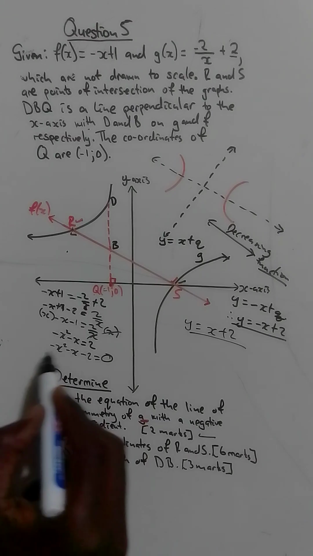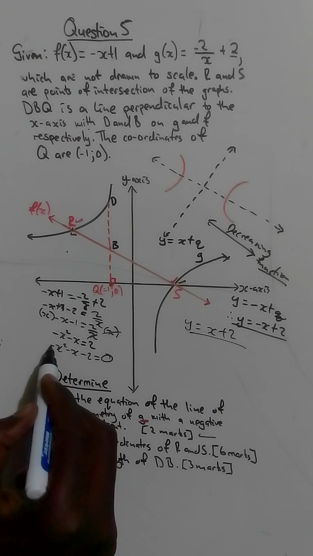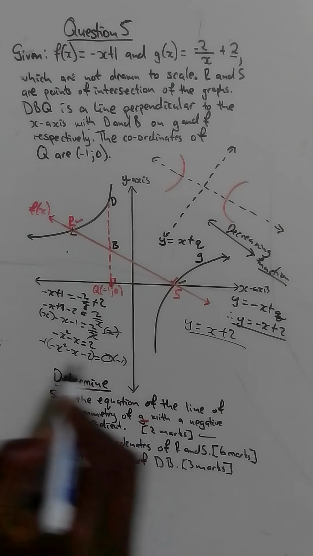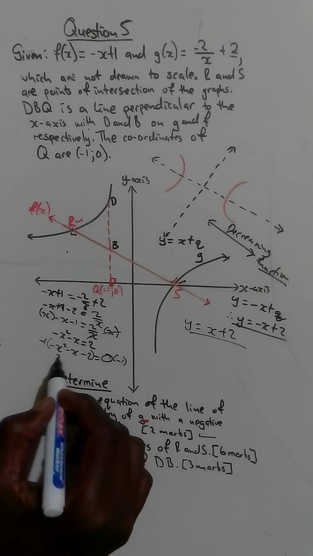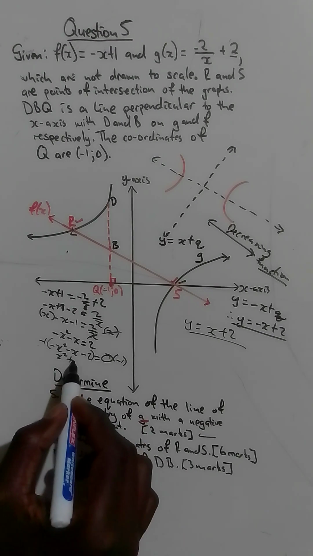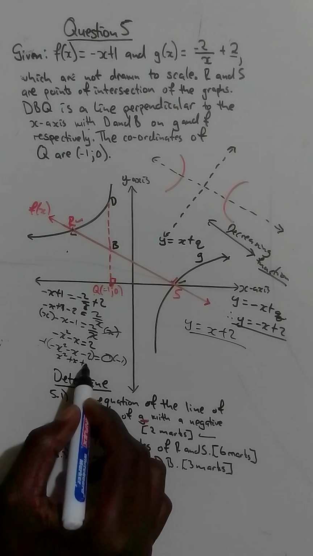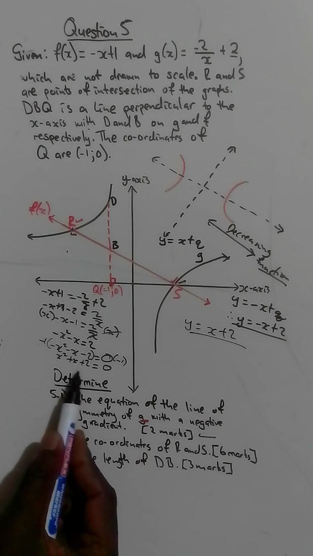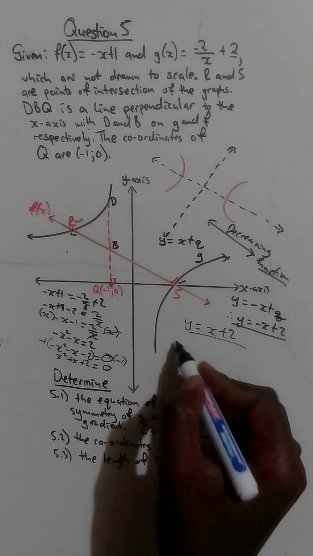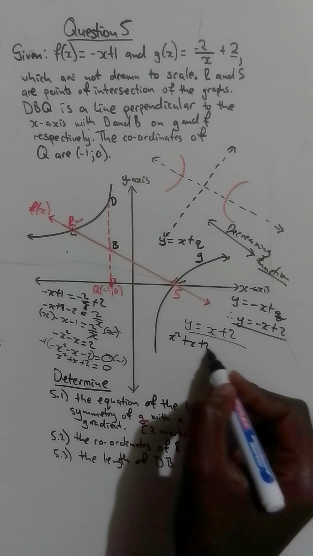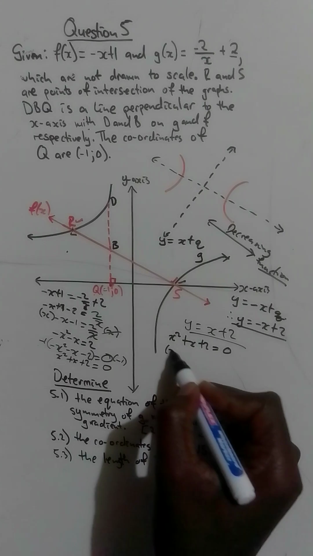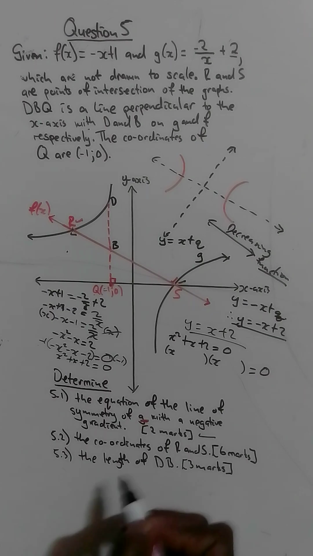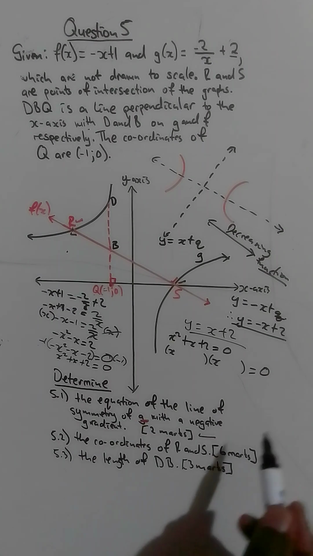Now, I don't want to work with this negative, so I multiply inside by negative 1, and I also multiply this side by negative 1. Negative times negative, that's positive x squared. Negative times negative, a positive x. Negative times negative, another positive, and 0 remains 0. So now we've got x squared plus x plus 2 equals 0. We must factorize. We open the bracket, x, another bracket, x, equal to 0. Now, what gives me 2?